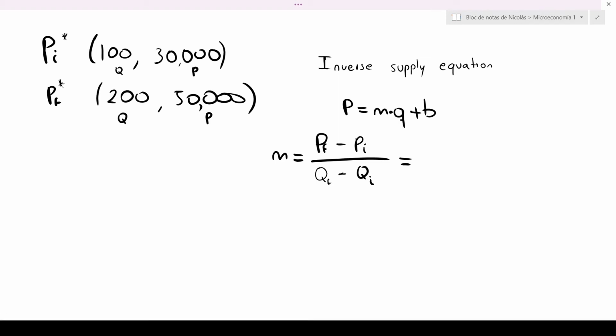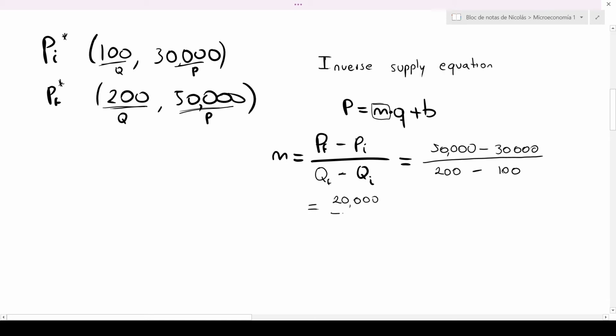So we have that this is the inverse supply equation given by price equals slope times quantity plus B. We're also going to be able to find the slope easily because we have 2 points of the supply equation, and I already have the formula in terms of price and quantity. So we're just going to replace and do the math. After we do the math, we have the inverse supply equation slope is 200, and knowing the slope will allow us to find the y-axis cut, which is B.